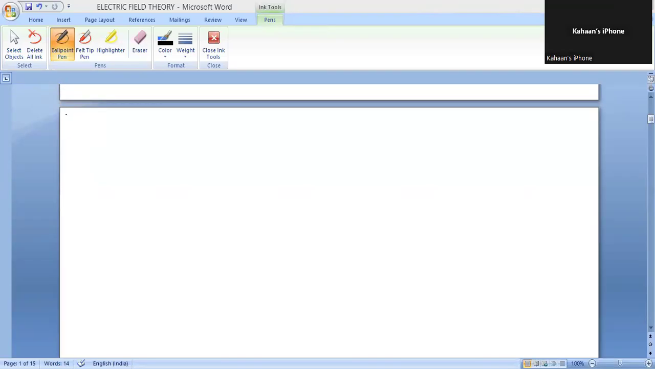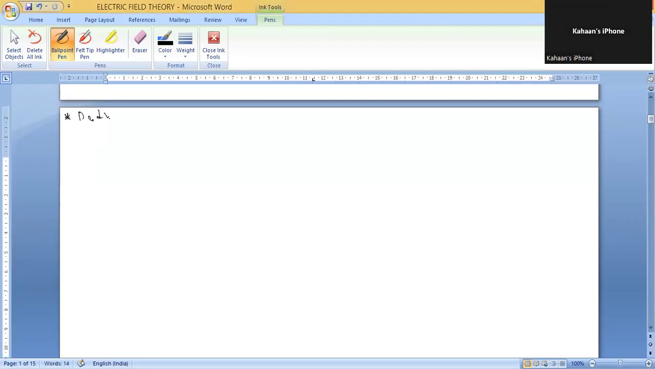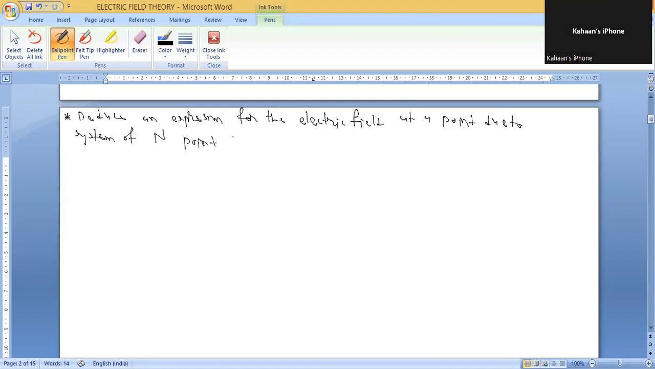Now deduce an expression for the electric field at a point due to a system of n point charges. So the resultant electric field due to n point charges we derive.